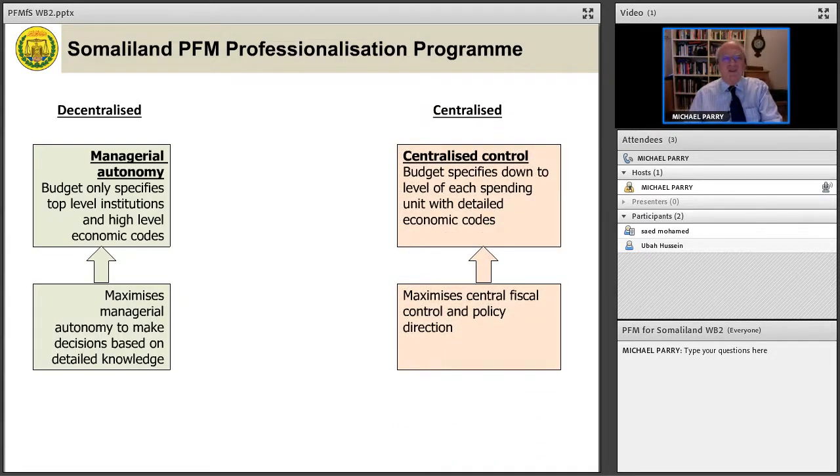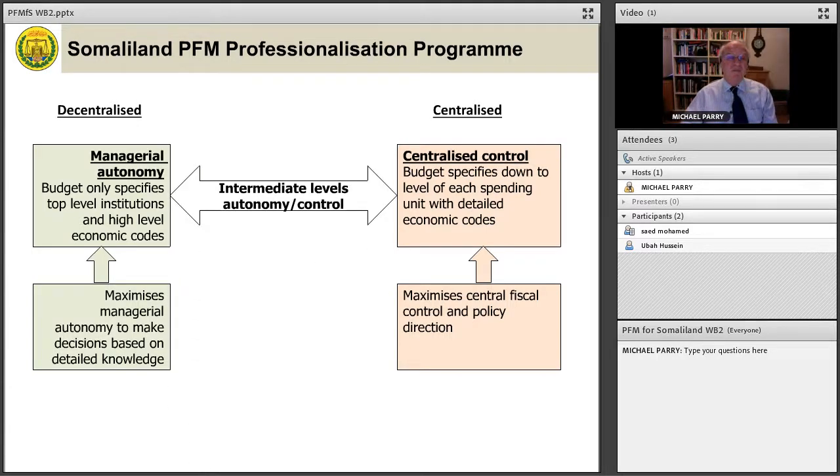Contrast that with a centralised control system where the budget goes right down to the lowest level of detail, units and the types of expenditure. Now that obviously maximises central fiscal control and means you can centrally set policy. And obviously those are two extremes. In between you've got various options between managerial autonomy and centralised control.